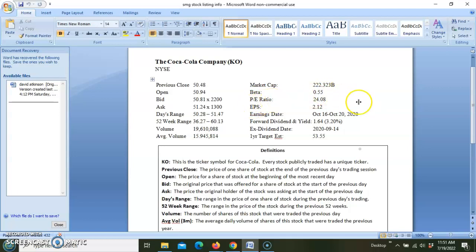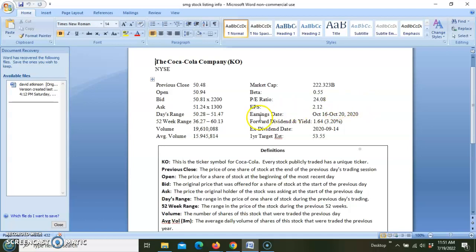Okay, EPS stands for earnings per share. So I would take the total earnings or profit of the corporation, divide it by the number of shares of that corporation, and that gets my earnings per share. Every share of Coca-Cola stock earned $2.12. That's what that tells me.